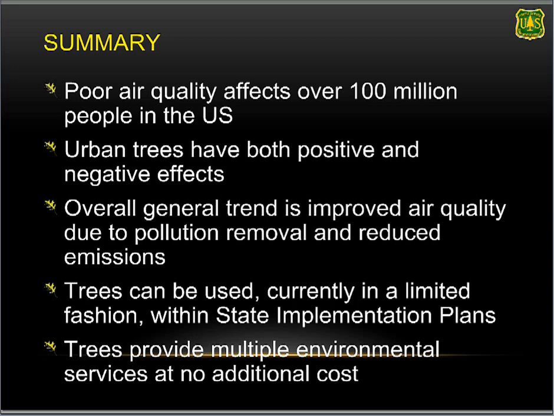So, summary, over 100 million people in the U.S. are affected by poor air quality. Trees can be both positive and negative in terms of effect. The general trend is improved air quality due to pollution removal and reduced emissions. Trees can be used currently in a limited fashion within these state implementation plans, and trees again provide multiple benefits at no additional cost. So we want to consider that in our designs.